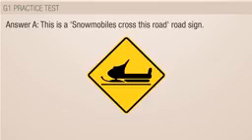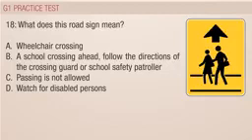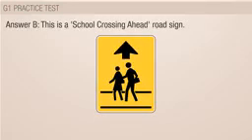Answer A. This is a snowmobiles cross this road sign. Question 18. What does this road sign mean? A. Wheelchair crossing. B. A school crossing ahead. Follow the directions of the crossing guard or school safety patroller. C. Passing is not allowed. D. Watch for disabled persons.